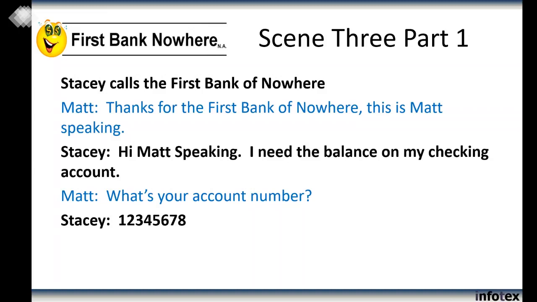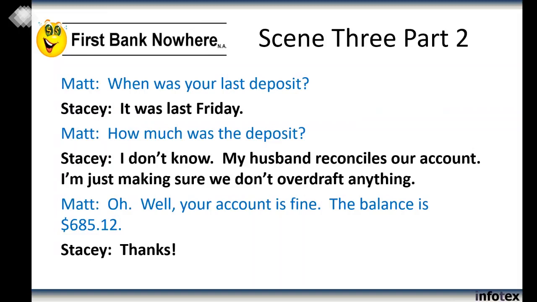Thank you for calling the First Bank of Nowhere. This is Matt speaking. Hi, Matt speaking. I need the balance on my checking account. Sure thing. Can I get your account number, please? Yeah, it's 1234-5678. Okay. Let's see. Could you tell me the date of your last deposit? Yeah, it was last Friday. Okay, and about how much was that deposit for? I don't know. My husband reconciles our account. I'm just making sure we don't overdraft anything. Oh, well, you don't have to worry about that. I think your account is fine. The balance right now is $685.12. Okay, so the balance is 685.12. That is correct. Awesome. Thanks so much. No problem. Have a nice day. Thanks, you too.